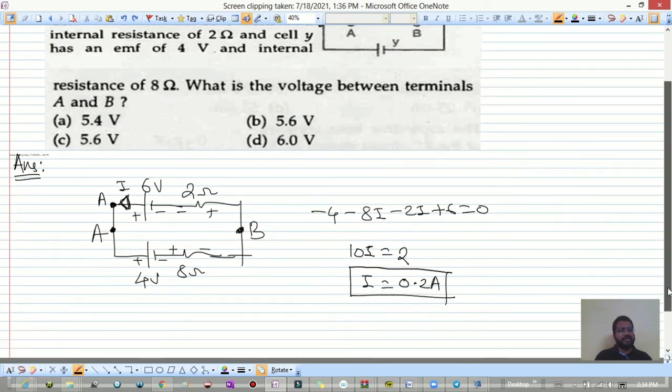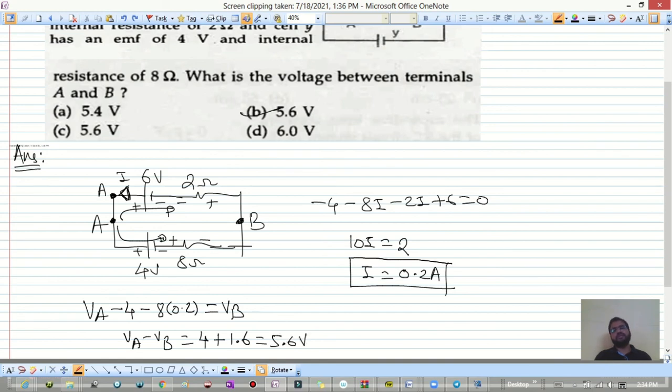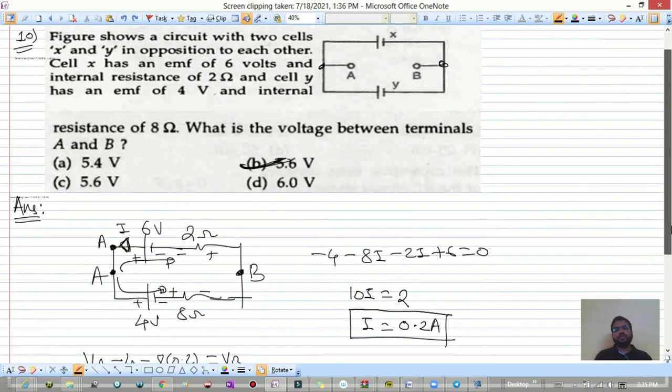Once we know the current, now find out the potential difference across A and B. It will be VA. You can go downward or upward. You can go like this or else like this. That is totally your choice. So I'm going from the below side. It will be minus 4, then minus 8 into 0.2 is equal to VB. So VA minus VB is 4 plus 1.6, which is equal to 5.6 volts. That is given in option B. So I hope this is clear.